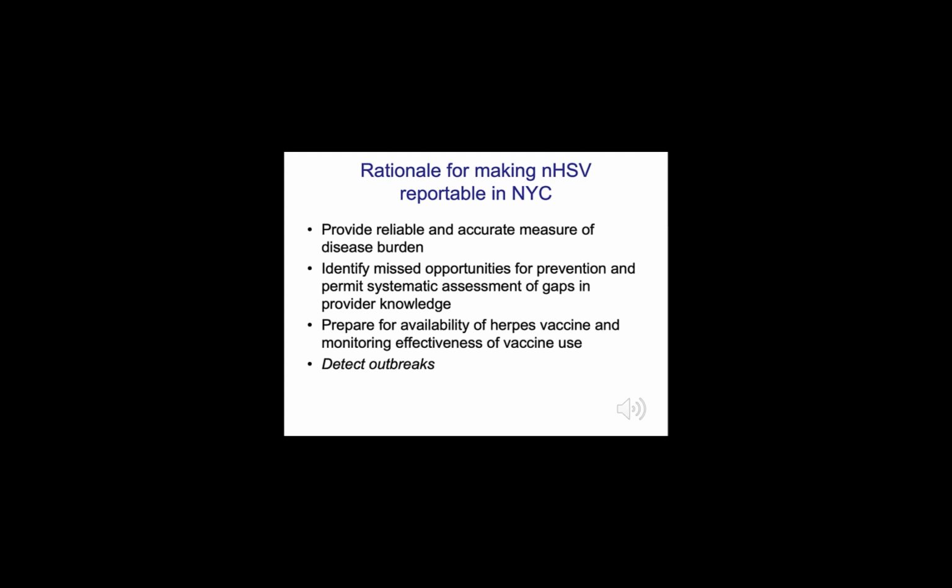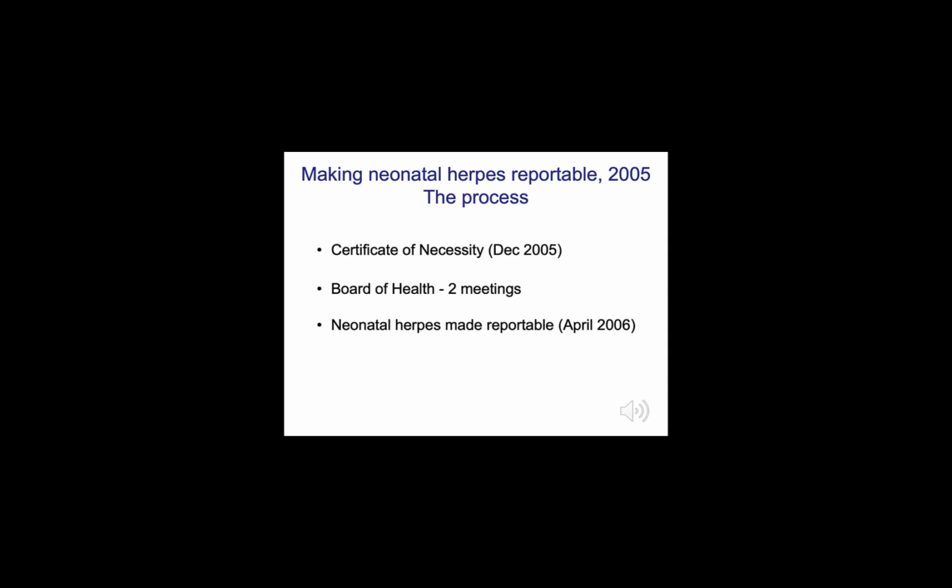So the actual process of making it reportable involved drafting a so-called certificate of necessity, where we laid out our rationale for making it reportable, and holding and presenting at two Board of Health meetings. And then finally, in April 2006, as a result of those meetings and the board's decision, neonatal herpes was made reportable in New York City.